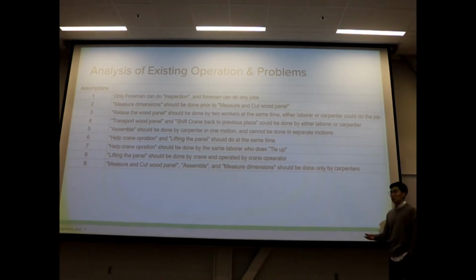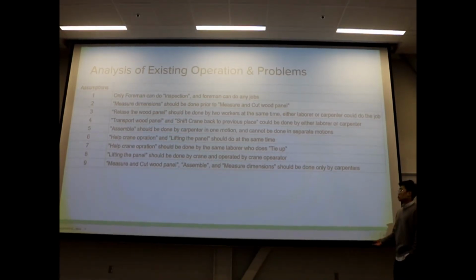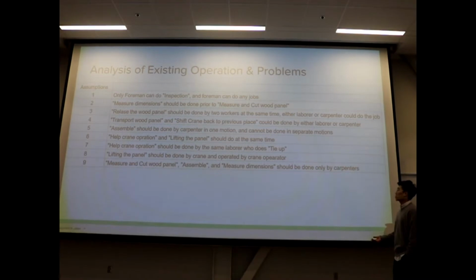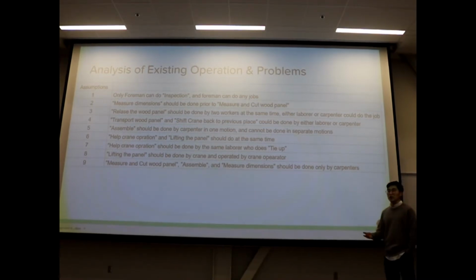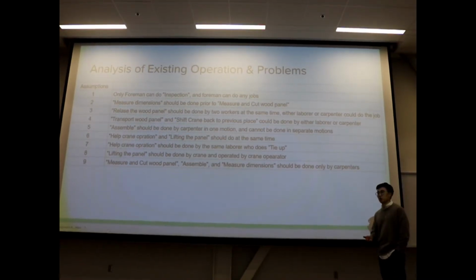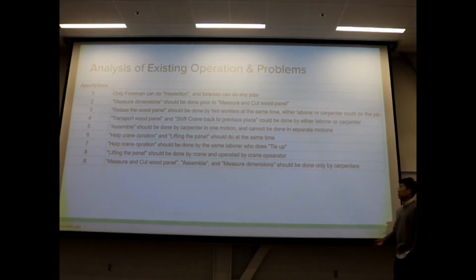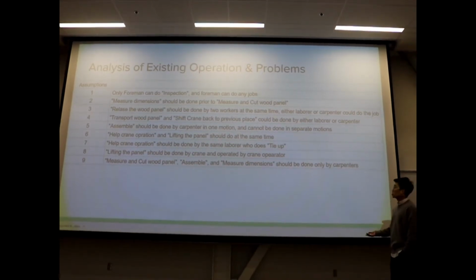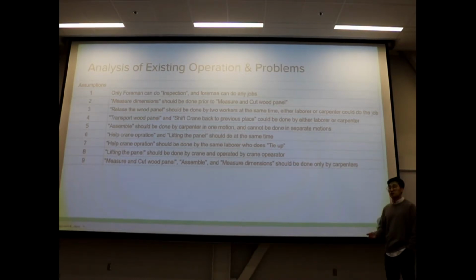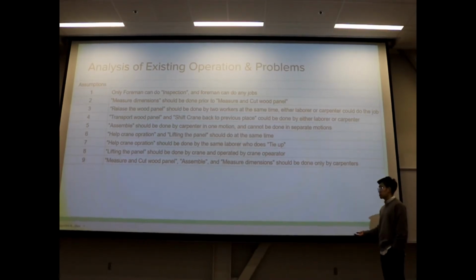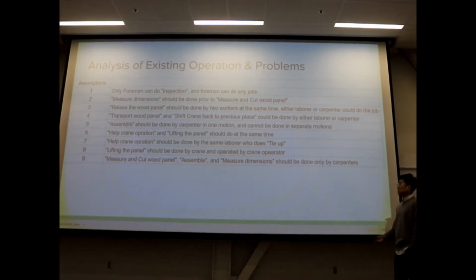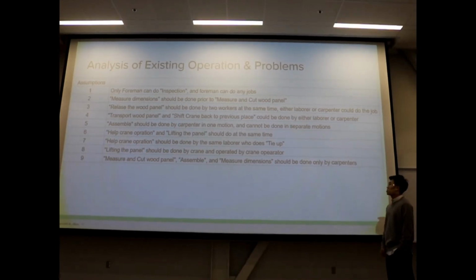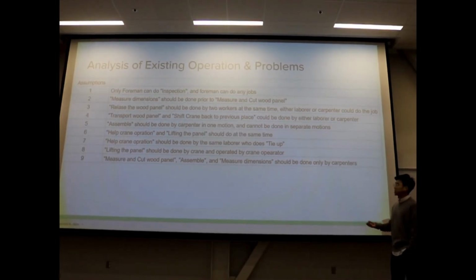a laborer, or a carpenter. Number 4, transport wood panel and shift crane back to previous place to be done by either labor or carpenter. Number 5, assemble should be done by carpenter in one motion and cannot be separated in separate motions. Number 6, help crane operation and lift the panels should do at the same time.